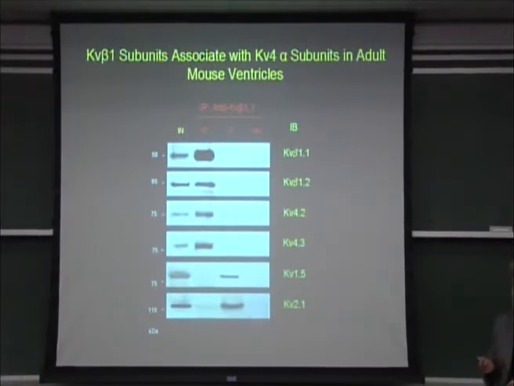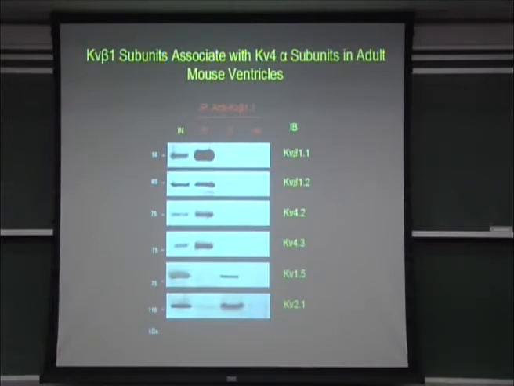But when we do the immunoprecipitation experiments, what we find is that we are precipitating with a KB beta 1.1 antibody. We find that the beta 1.1 immunoprecipitates itself, but also coming down in this complex is beta 1.2, KB4.2, and KB4.3. But the KB1.5 subunit, and I don't have it on here, we also know the KB1.4 subunit, doesn't come down with the beta subunits at all.